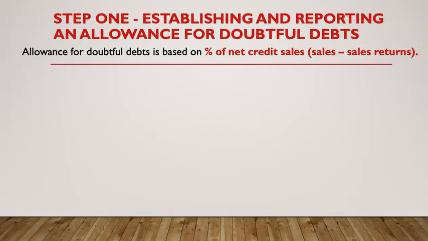And net credit sales is credit sales minus sales returns, because sales returns are ones that have come back to us. These will never be needed to pay. They never need to pay us back, so they're not going to be ones that we can't collect the money from because they don't owe us any money.